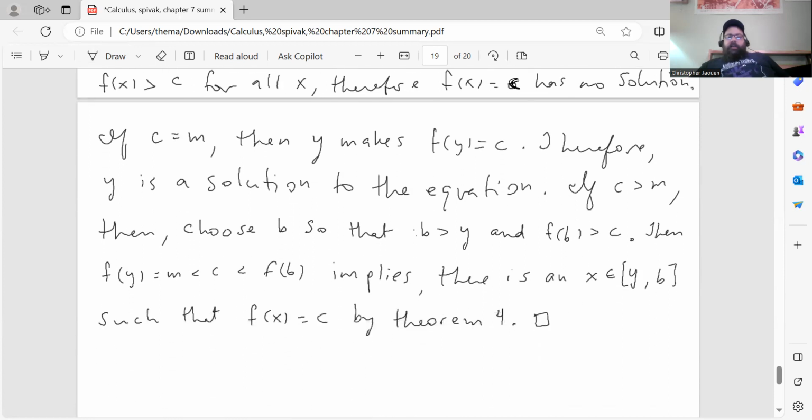And lastly, if c is greater than m, then choose b so that b is greater than y, and f of b is greater than c. Then f of y, which is equal to m, is less than c, which is less than f of b. This implies there's an x in the closed interval from y to b such that f of x equals c, just by theorem 4. It follows directly from theorem 4. So that shows that theorem 11 holds.